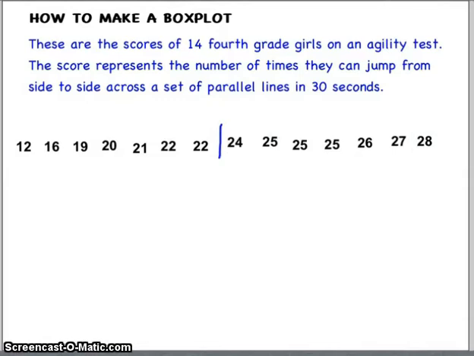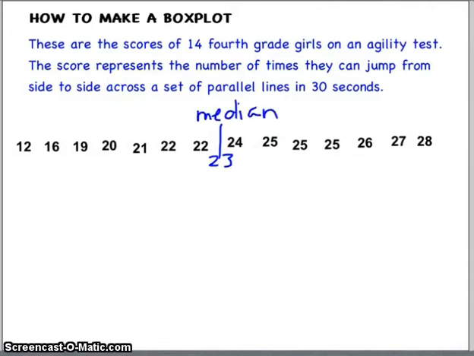If there were a middle number in the set of data, if there were an odd number of data values, that middle number would be what's called the median. Since we have an even number of values, we will average those two numbers together, which is 23, and that will be the median.